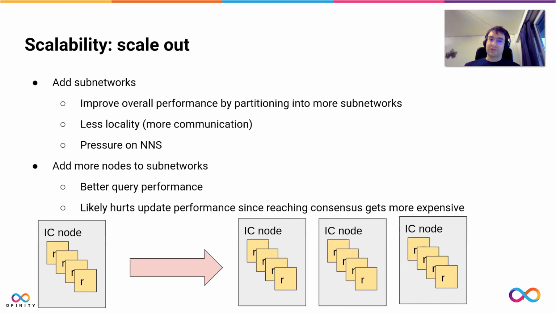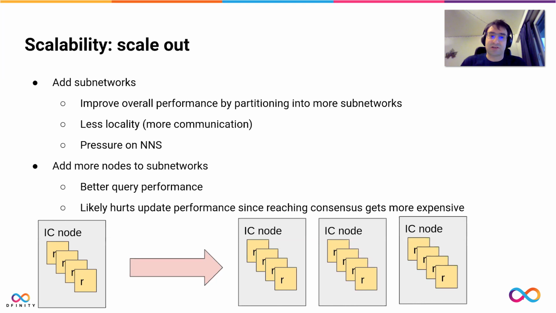We could also think of adding more nodes to an individual subnetwork. And that is great for the query performance. So queries are read-only calls into the internet computer, and they're local operations on a single machine. If you do a query call against a machine, that machine can handle that query all by itself. It doesn't need to talk to anybody. So adding more machines to a subnetwork immediately gives us better query performance.